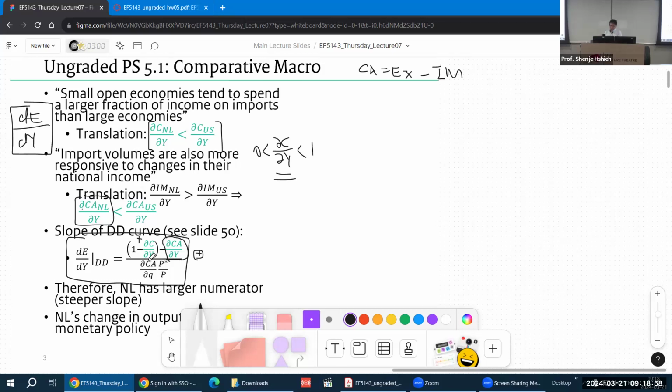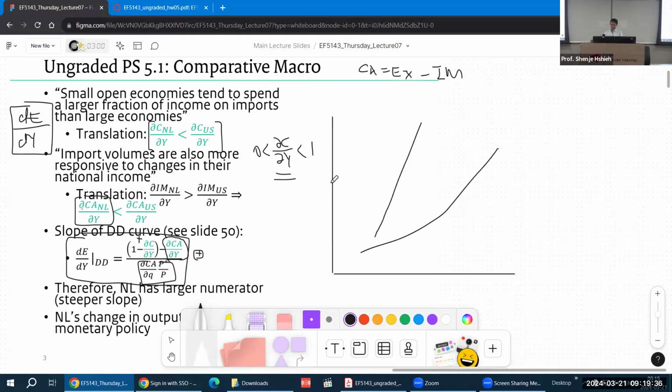So all else equal, suppose these price ratios and the CA over Q are the same for the US and for the Netherlands, then the Netherlands are going to have a steeper slope, okay? Or we can think of it as we're just comparing the US and the Netherlands. So if we were to plot this, it would look like this. Let's say the US is like this, and then the Netherlands are like this. They're not overlapping. They could be overlapping, but I'm just drawing it in such a way to exaggerate the difference.